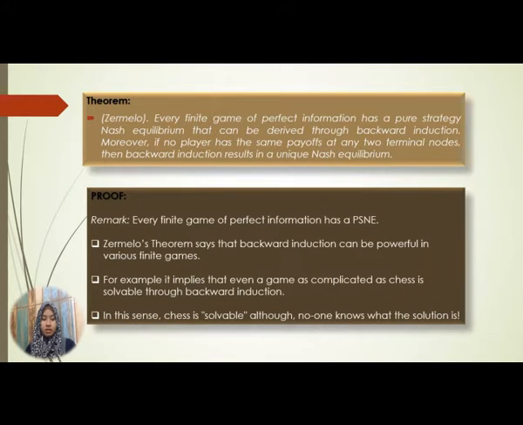There is a theorem in backward induction called Zermelo's theorem. It says that every finite game of perfect information has a pure strategy Nash equilibrium that can be derived through backward induction. Moreover, if no player has the same payoffs at any two terminal nodes, then backward induction results in a unique Nash equilibrium. So here is the proof for this theorem. Remark: every finite game of perfect information has a pure strategy Nash equilibrium.